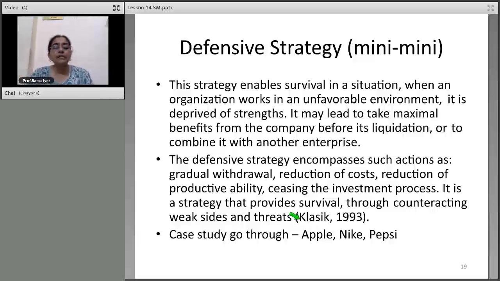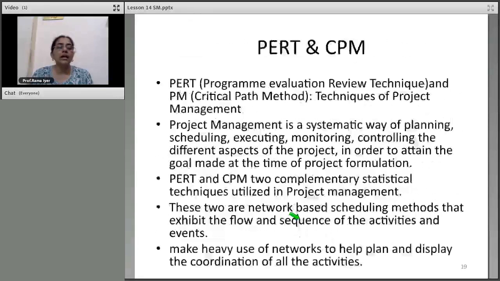Now I've said case study, TOWS matrix for Apple, and you have Nike, TOWS matrix, and you have Pepsi. You should read it based on whatever we have discussed now. If you have a difficulty, you should come back on it. Okay? You won't have any difficulty. It's just based on these four strategies: maxi-maxi, maxi-mini, mini-maxi, and mini-mini.